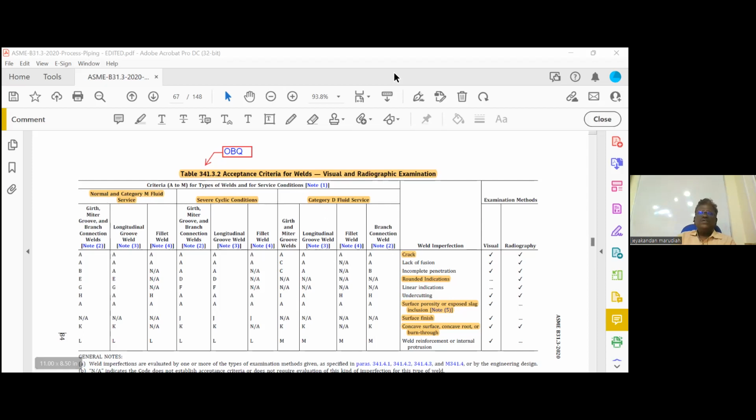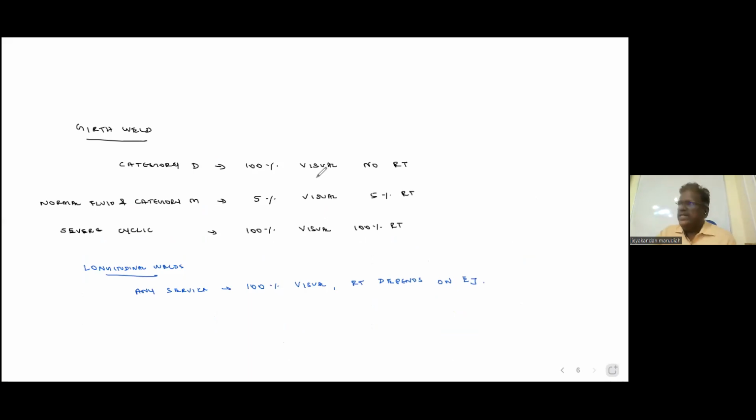Let us start. I will work one example. For example, we will take any fluid service. Which fluid do you want to take? Category M. Okay, no problem. What is the thickness you want to check in inches? 6 mm. 6 mm means quarter inch, or you can use mm also, no problem. 6 mm. I told you the important thing is which type of weld? Girth weld. Okay, right. Girth weld.